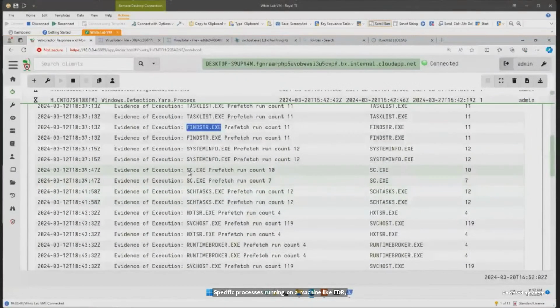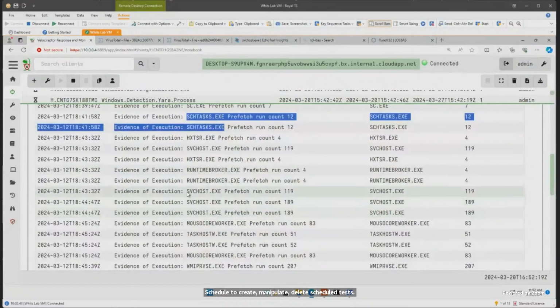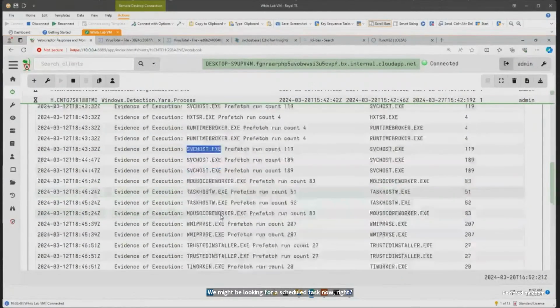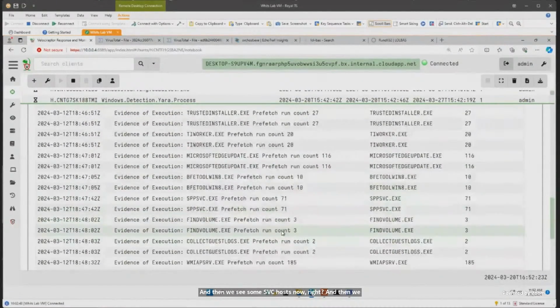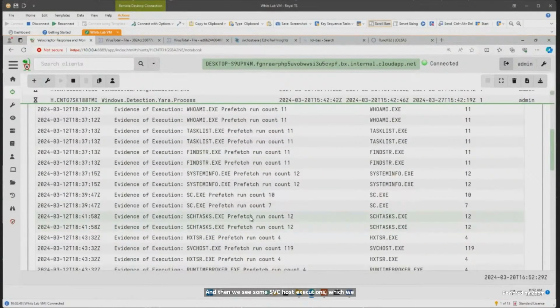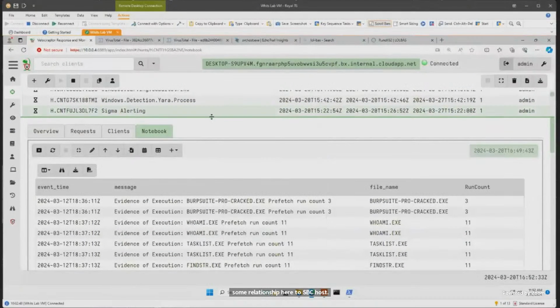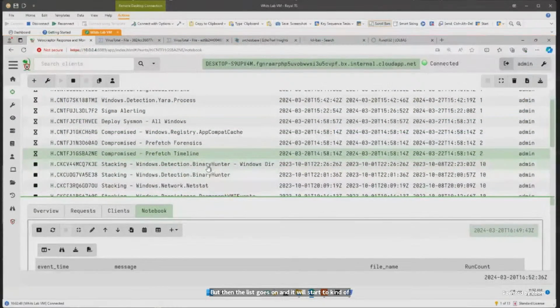So, I mean, folks, the list goes on. We could talk about this for a while, but sc.exe is used to create, manipulate, manage services. Could be the creation of a persistence mechanism, which we actually just saw, right? Schtasks.exe is used to create, manipulate, delete scheduled tasks. We might be looking for a scheduled task now, right? And then we see some svchost executions, which we already know there's some relationship here to svchost. But then the list goes on and it will start to taper off into, hey, there's a lot of other things happening on this machine that may or may not be related. But it's just kind of cool how a single artifact can start to reveal where we should be looking.